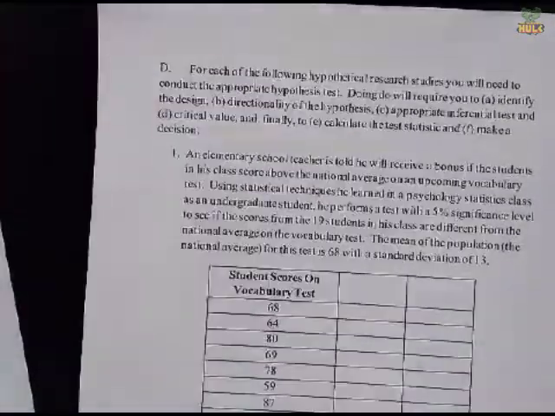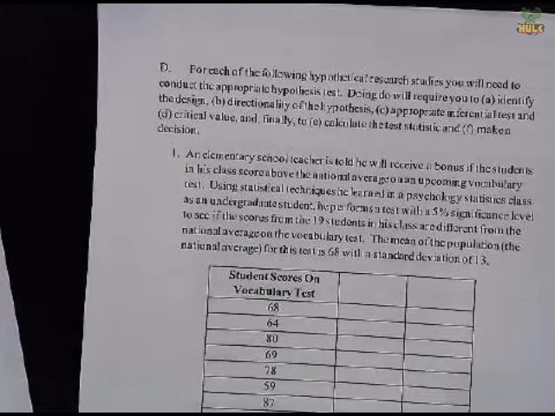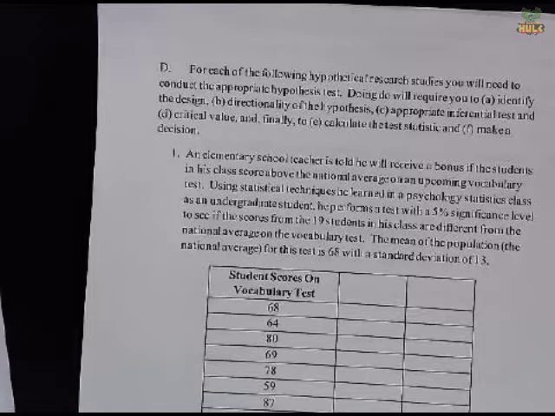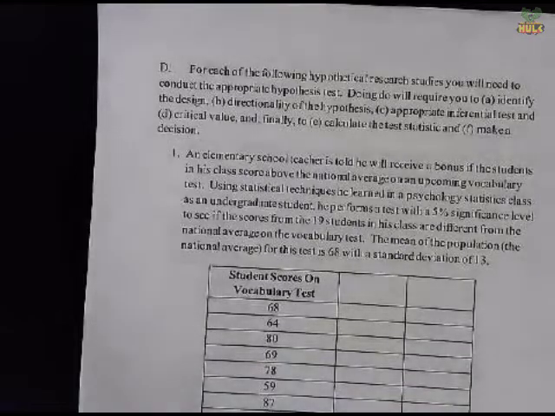All right, now the bigger problem. This one says, for each of the following hypothetical research studies, you will need to conduct the appropriate hypothesis test. Doing so will require you to A, identify the design, B, directionality of the hypothesis, C, inferential test, and D, the critical value. And finally, calculate the test statistic and make a decision. Okay, so E and F on there as well. So, big problem. This is definitely indicative of how you would perform an entire z-test. Now, I've given you all these raw scores.